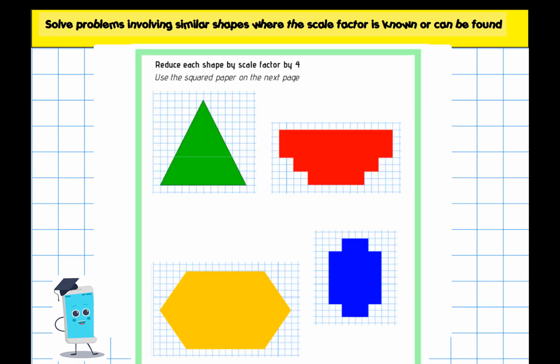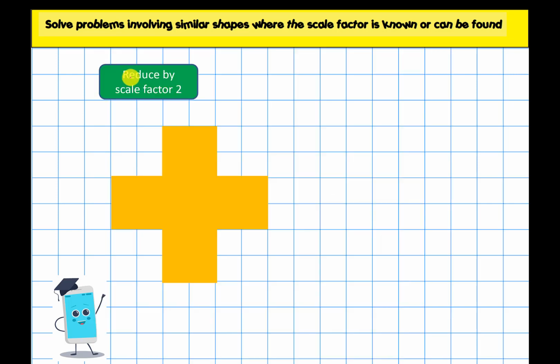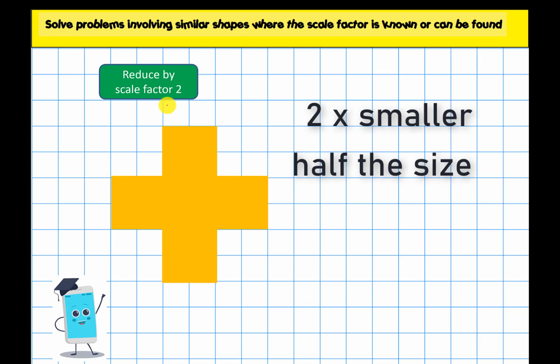So on your sheet, you're asked to reduce each shape by scale factor 2. So here we've got a reduce. That means we're going to get smaller. We have scale factor 2, but what this means is it needs to be 2 times smaller. So to undo multiplying by 2, we need to divide by 2. Our new shape would be 2 times smaller, or half of our original shape. So we need to divide by 2 in this instance.